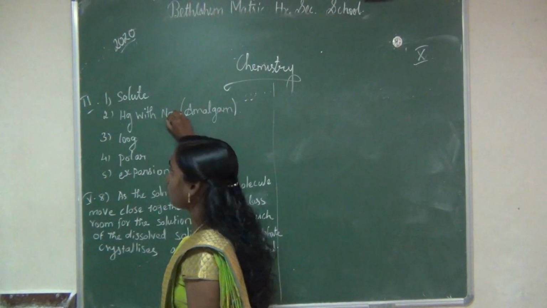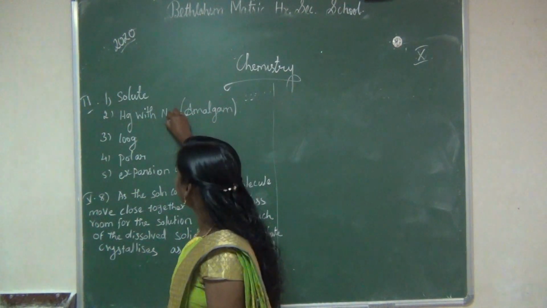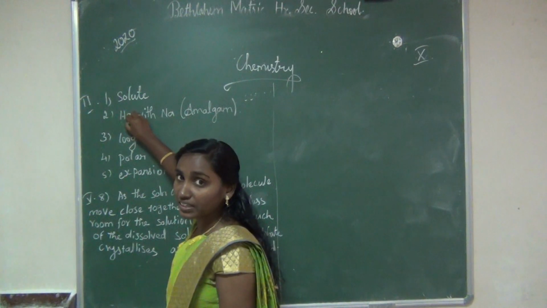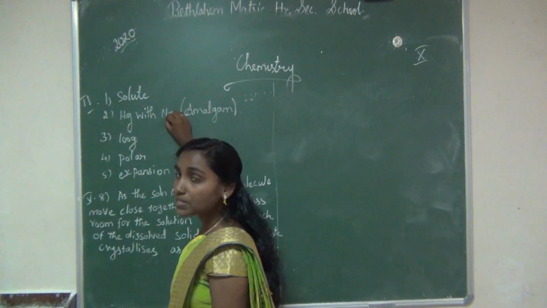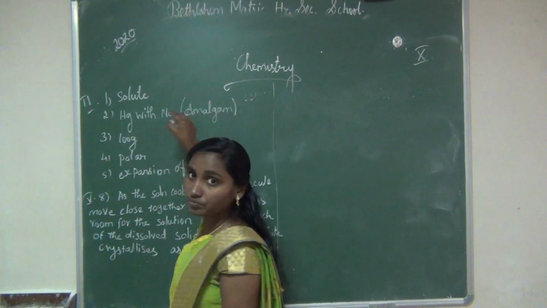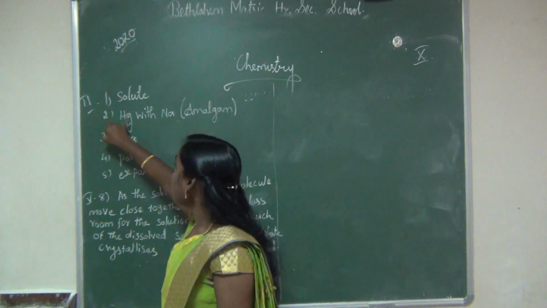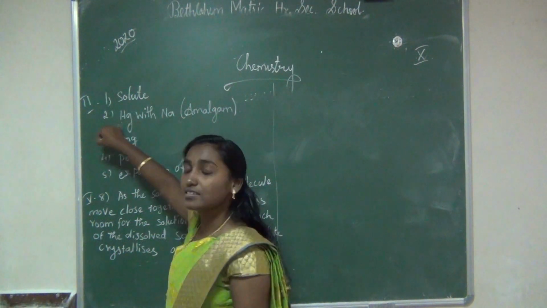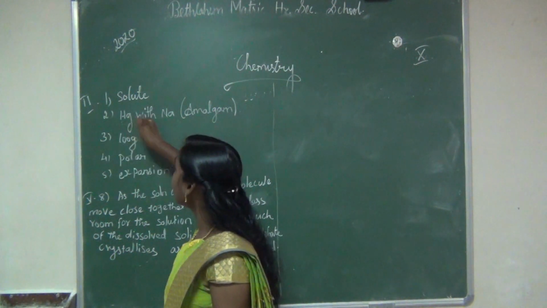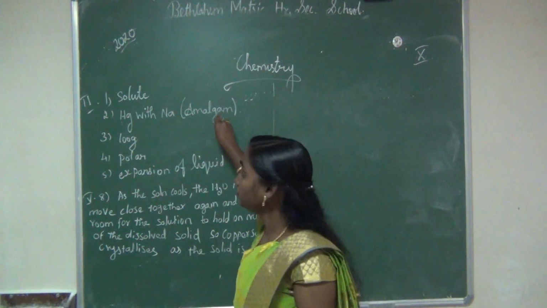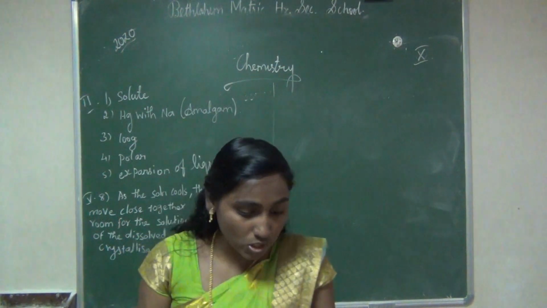Mercury with sodium. Mercury symbol Hg and sodium symbol Na. Totally it is called as amalgam. If you have any difficulty learning this symbol, you can write the name mercury with sodium. In the bracket you should mention amalgam. Okay. Then see the third question.